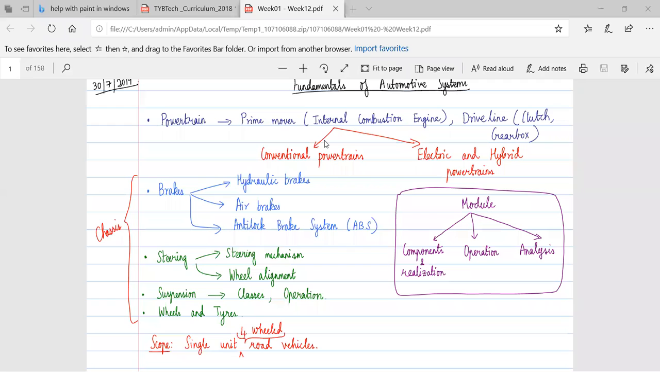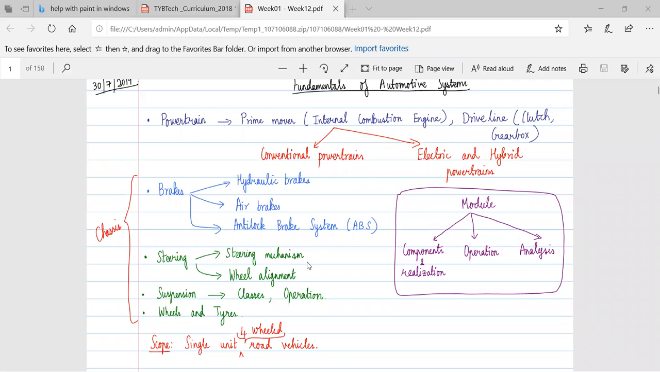Now in the anti-lock brake system, the brakes are applied intermittently, so that the wheels remain in the same direction. They never skid. We have a video on this ABS, and we'll discuss how the anti-lock brake systems are achieved.